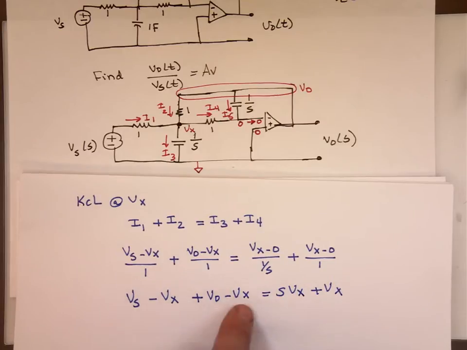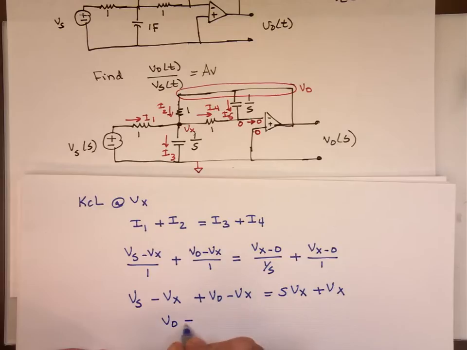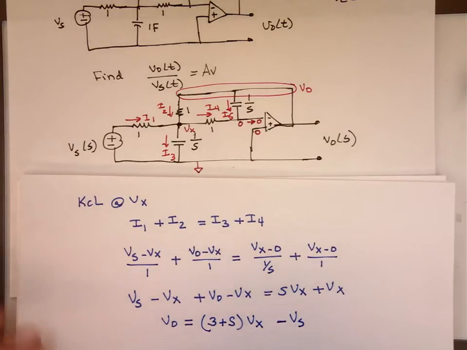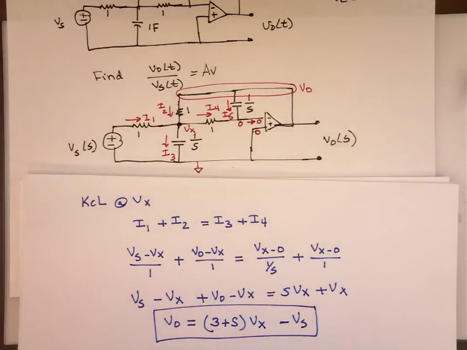If I move these Vx's to that side, this is S here, just in case. So I have V out equals Vx, 2Vx, 3Vx, (3 plus S) times Vx minus Vs. I got a little problem. I got that Vx there. I need to get rid of Vx.